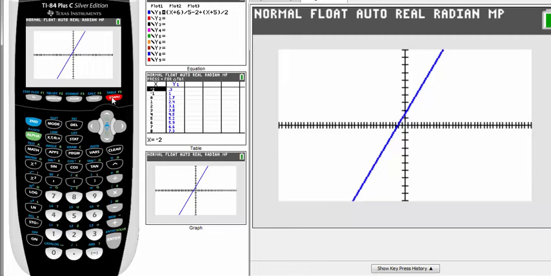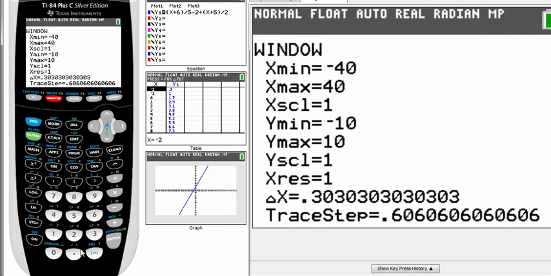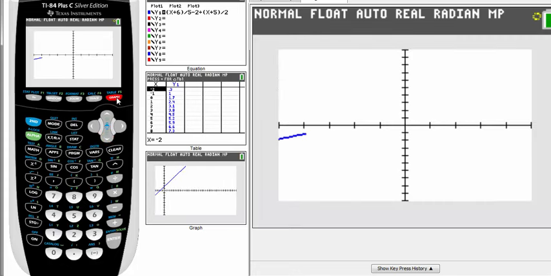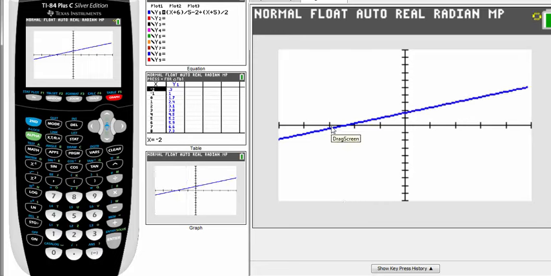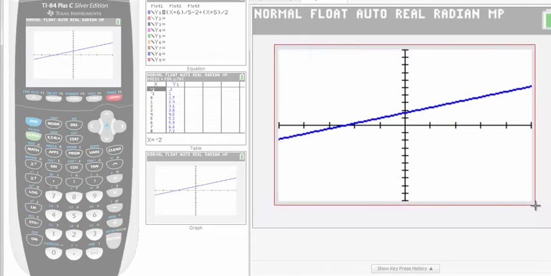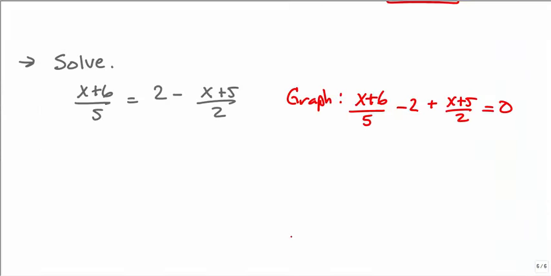Where is it undefined? Well, it looks like to me this is a nice line. I'm going to change my window a little bit here. Instead of negative 40 to positive 40, I'm going to go negative 5 to 5. Let's have a look. And hopefully this will help me see where it crosses a little better. It looks like it crosses between a negative 2 and a negative 3. So that's good to know. It looks like I have one solution, and that solution is between a negative 2 and a negative 3.